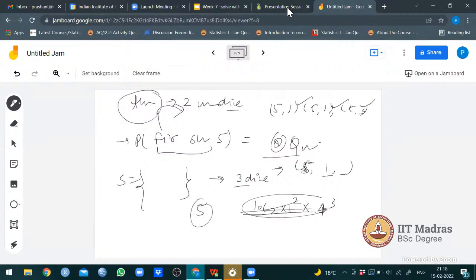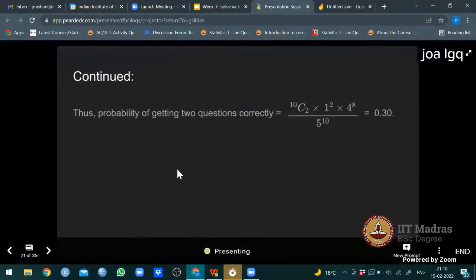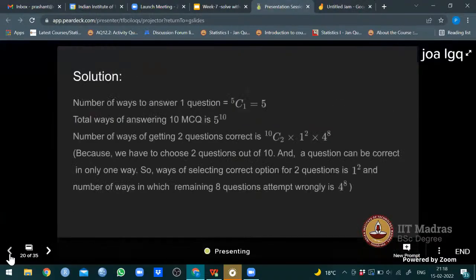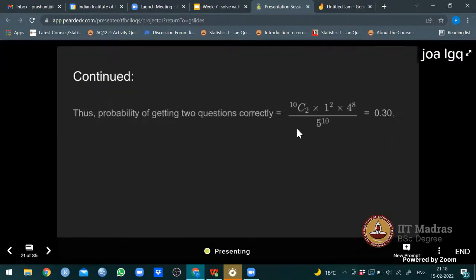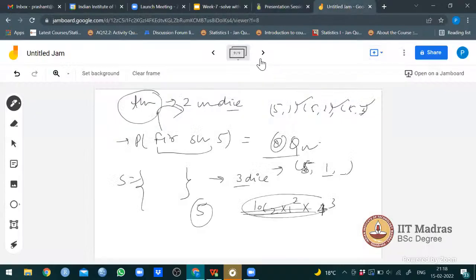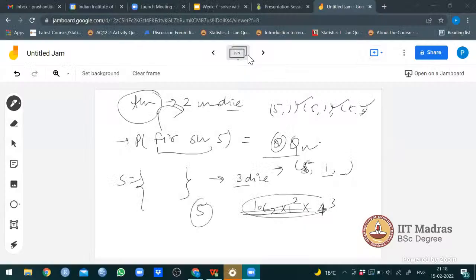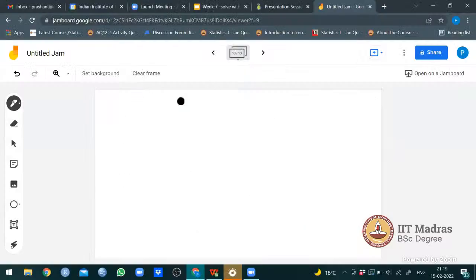Sir, one more question. This year they asked for exactly 2 correct answers, right? Suppose they ask for at least 2 answers, what is the approach? Okay, at least 2 answers. One second, let me share my screen. Is it visible? Yes, sir. So for 2, it was 10C2, 1 raised to power 2, and 4 raised to power 8.